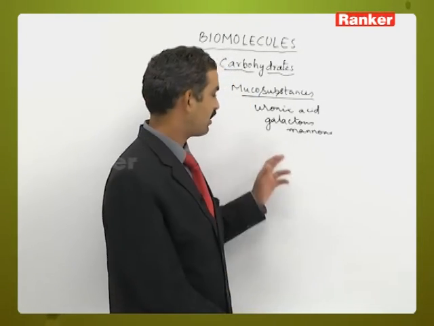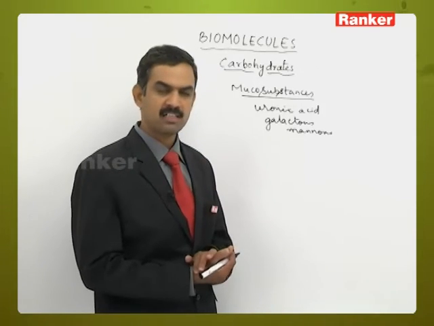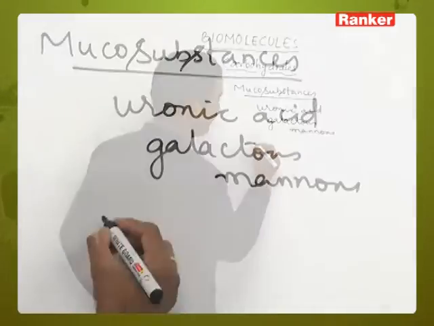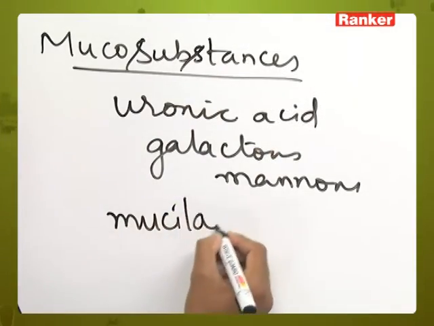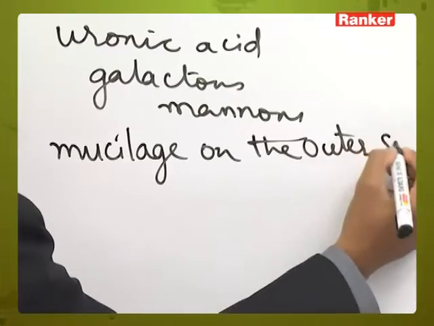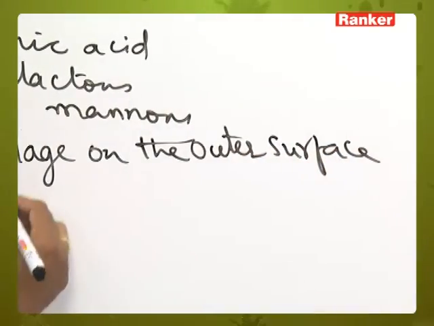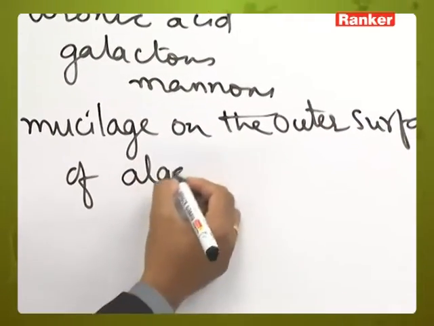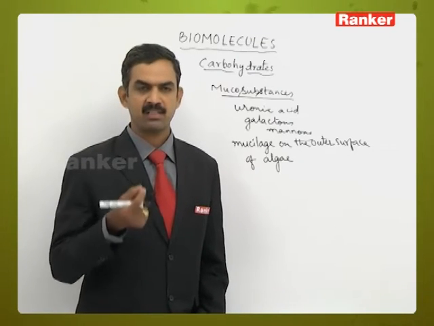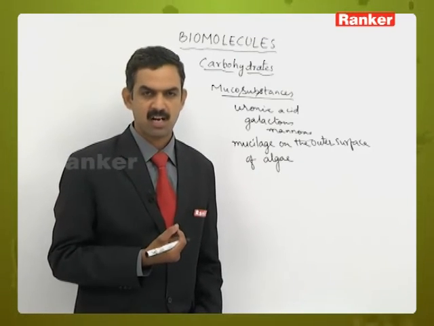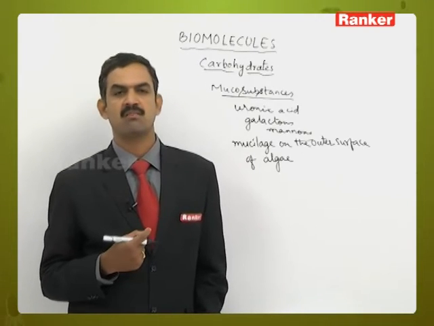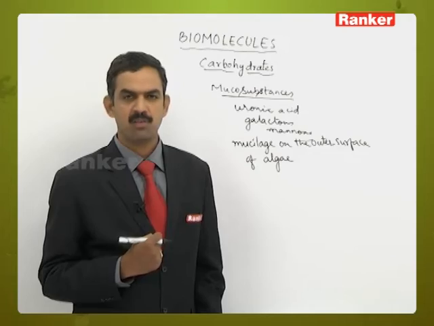Likewise these are synthesized inside the plant bodies and also on the surface of the plant bodies, like mucilage on the outer surface of some algae groups, like Nostoc and Anabaena. They have a mucilaginous substance outside them. That is nothing but a protective structure against the environmental harmful effects.